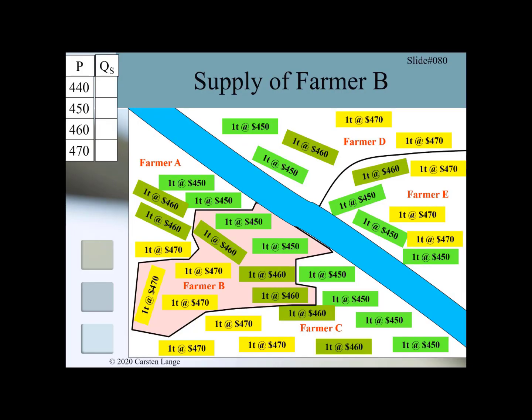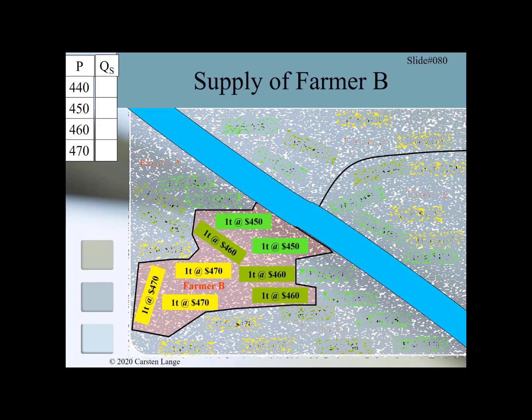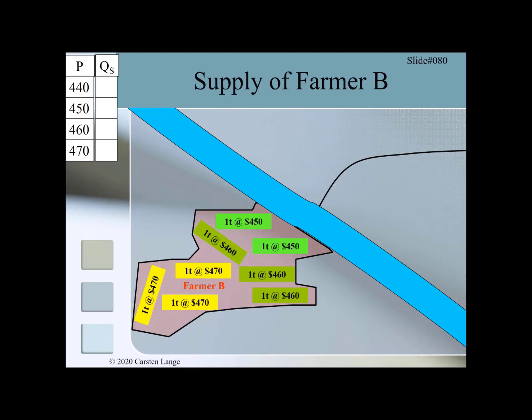Deriving the supply for farmer B first means we have to ignore all other farmers and only focus on the fields and the production of farmer B. It also means that the supply schedule we derive is only the supply schedule for farmer B. What happens if the price is $440?